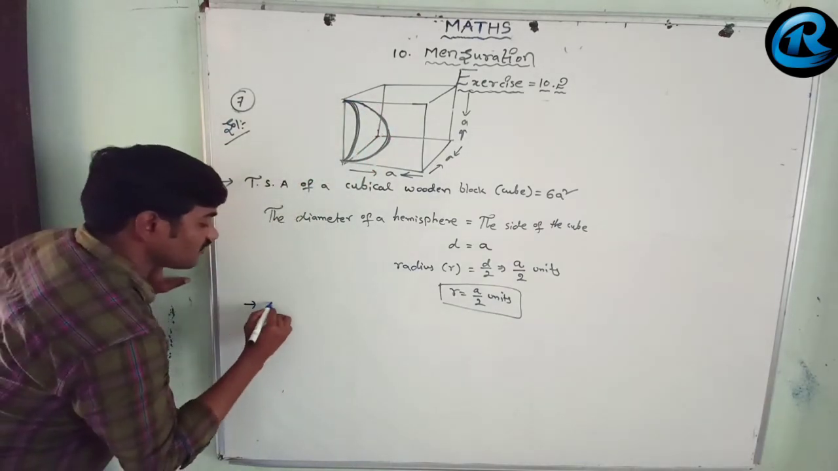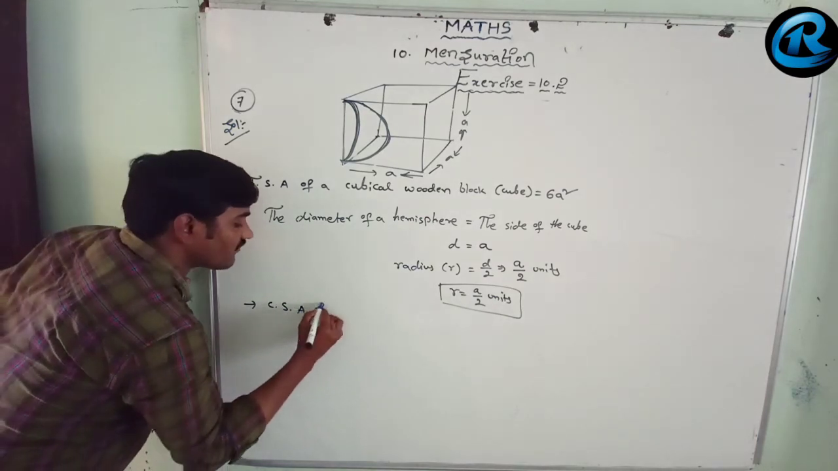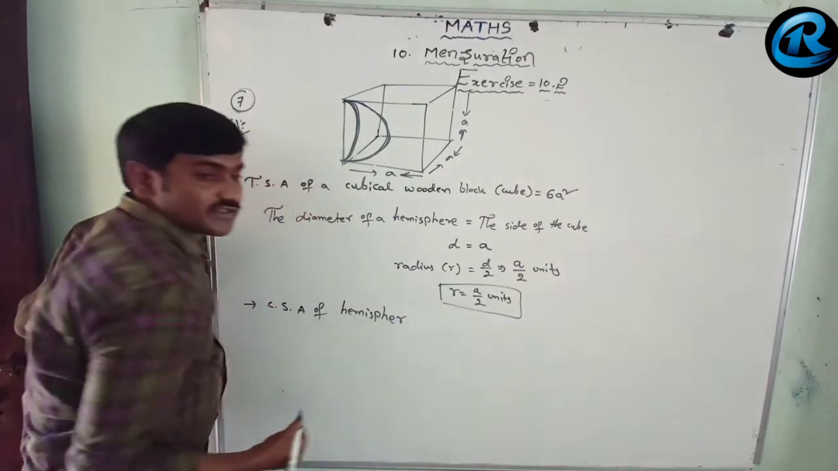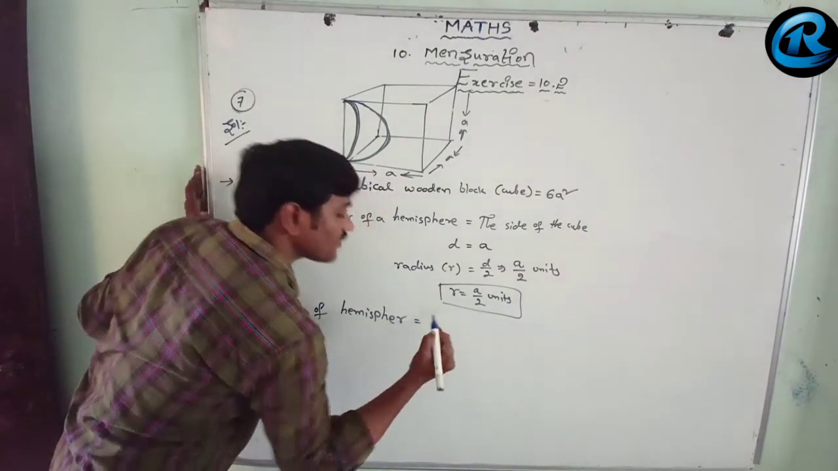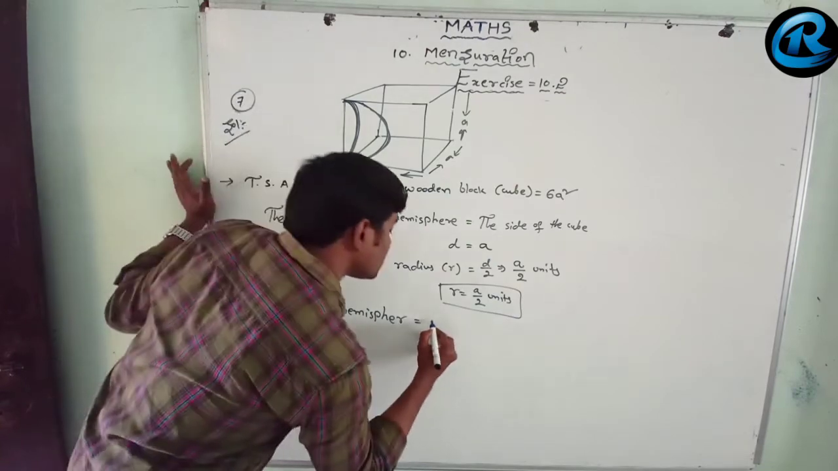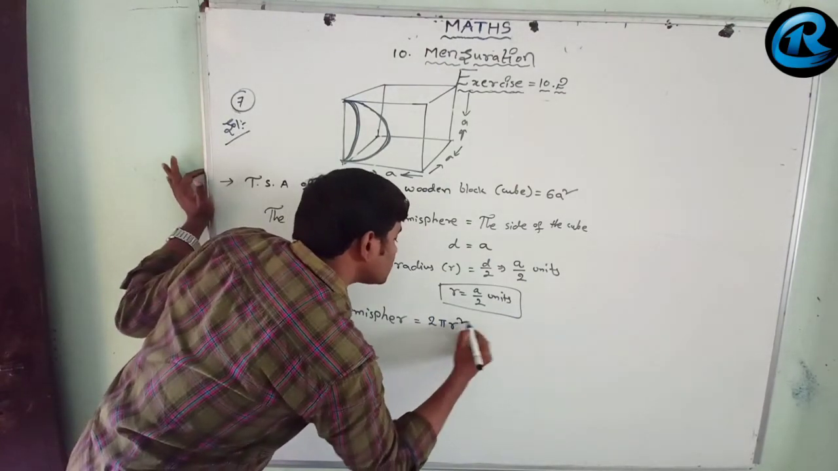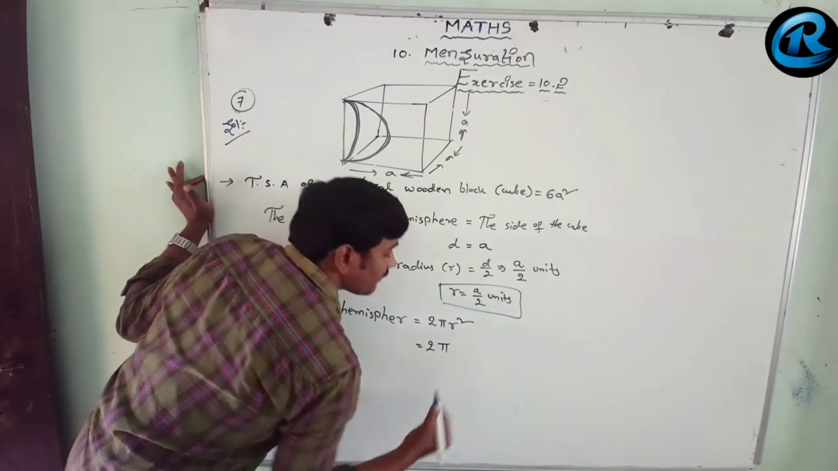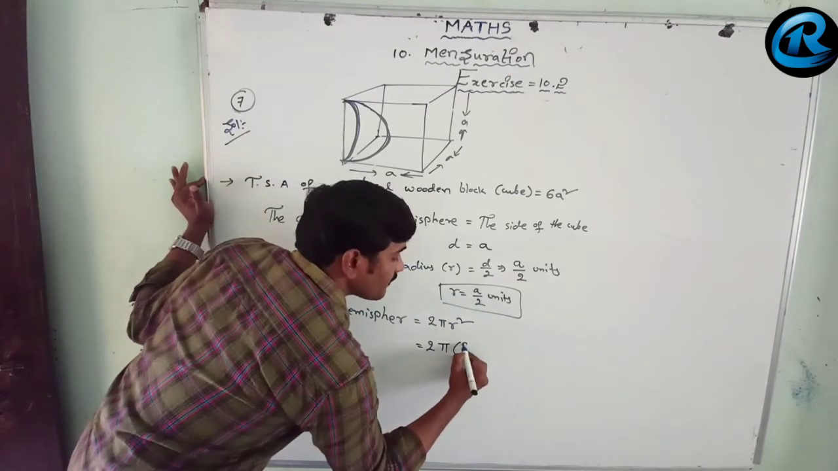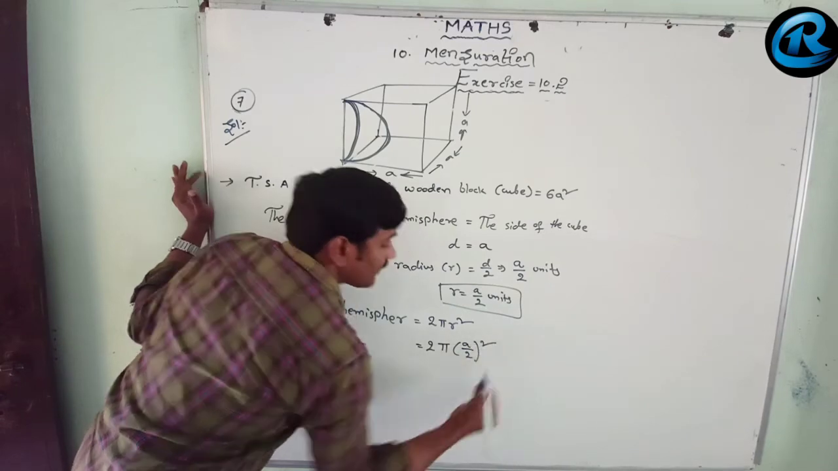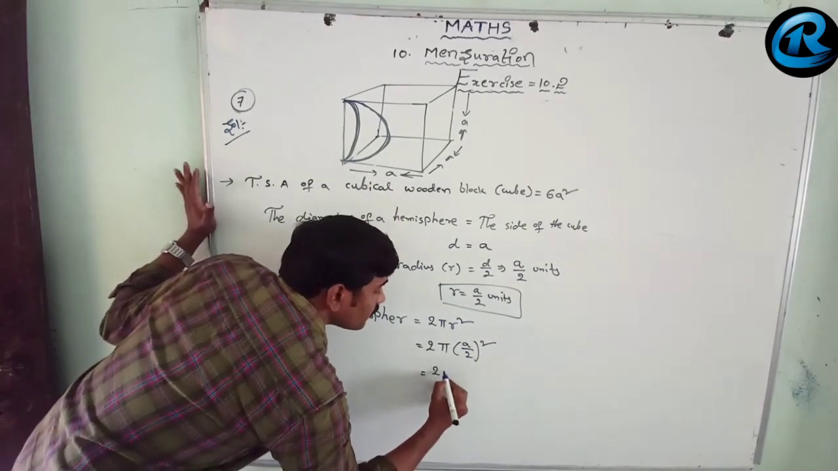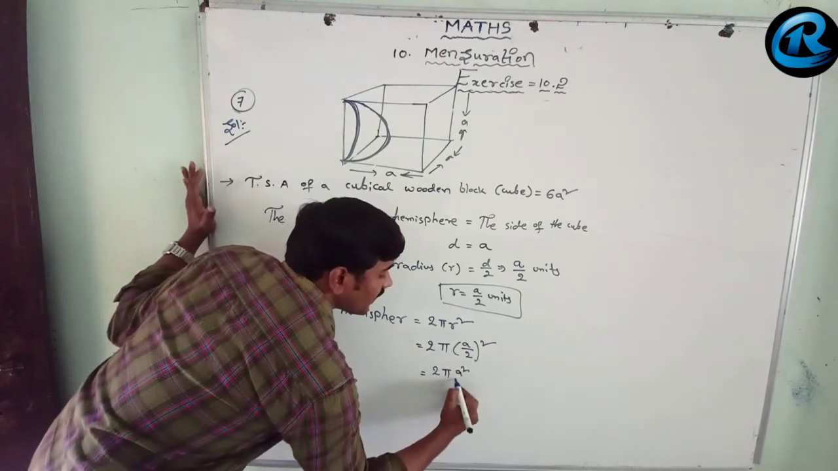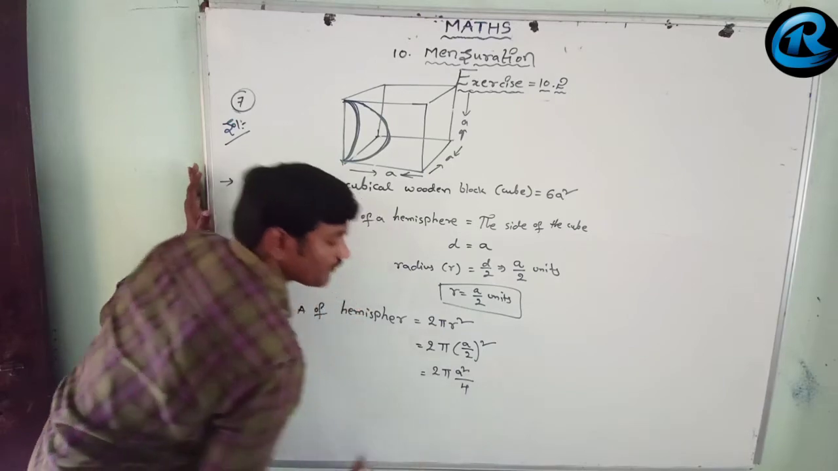So first, to add it, we have to find out the curved surface area of the hemisphere. What is the formula for the curved surface area of the hemisphere? 2 pi r square. That equals 2 into pi into r square, where r is a by 2, whole square. So 2 pi a square by 2 square, and 2 square is 4.